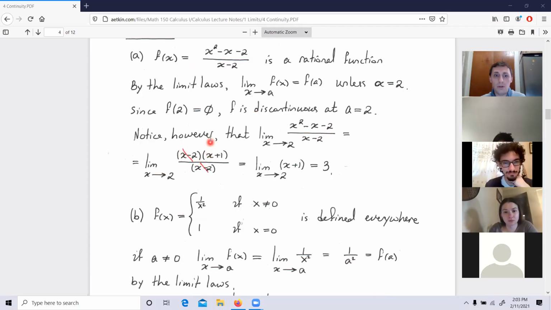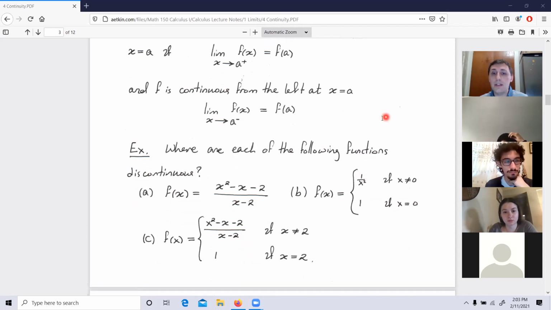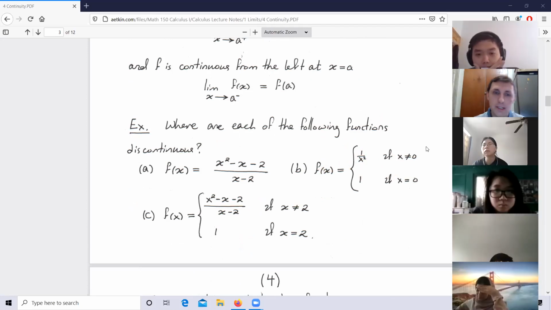So x minus 2 times x plus 1, and when we cross it out, the limit is 3. Good. So the fact that the limit exists means we have a removable discontinuity. Now the next part is b. We have 1 over x squared. The function is defined to be f of x equal to 1 over x squared if x is not 0, and 1 if x is 0. Tell me what goes wrong with this function. Where might it fail to be continuous? And what type of discontinuity do we have? Removable or not?